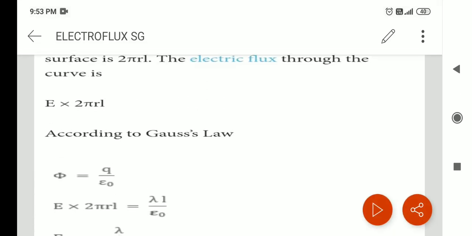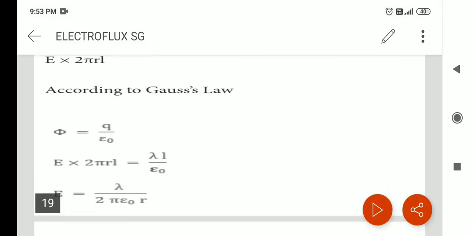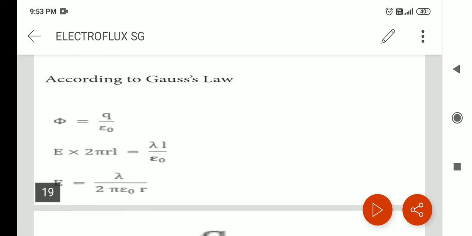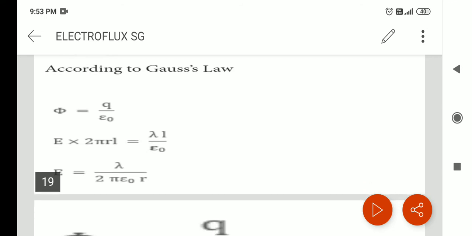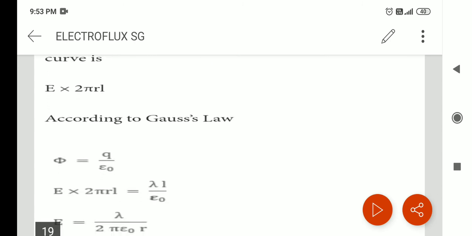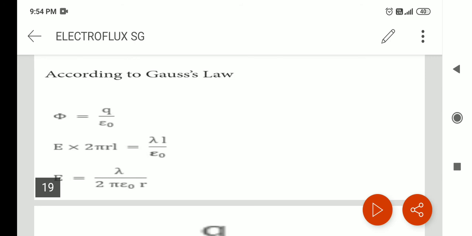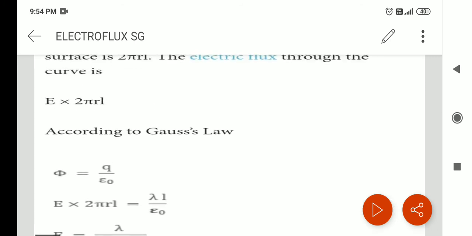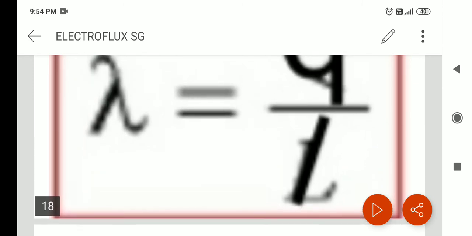But according to Gauss law, the electric flux phi equal to Q by epsilon naught. We already discussed what electric flux is. The net electric flux is E into 2 pi RL. Now, what is the Q value? Here lambda equal to Q by L, then Q equal to lambda L.